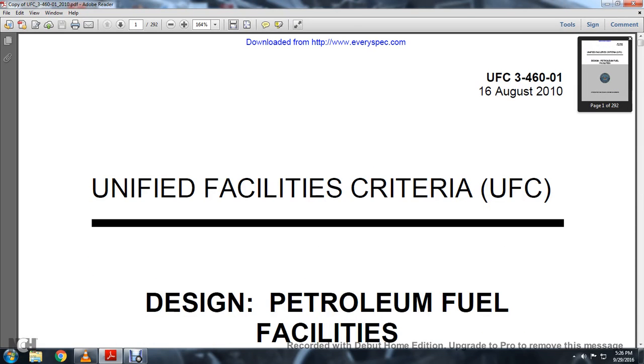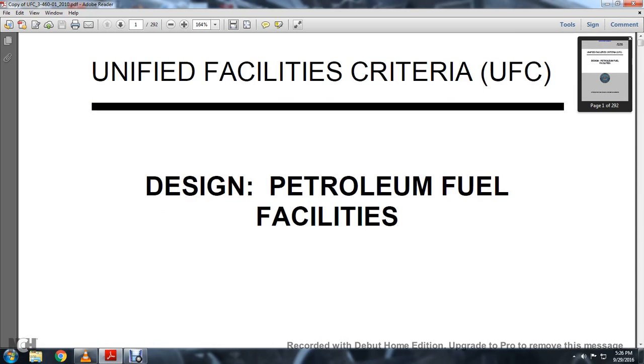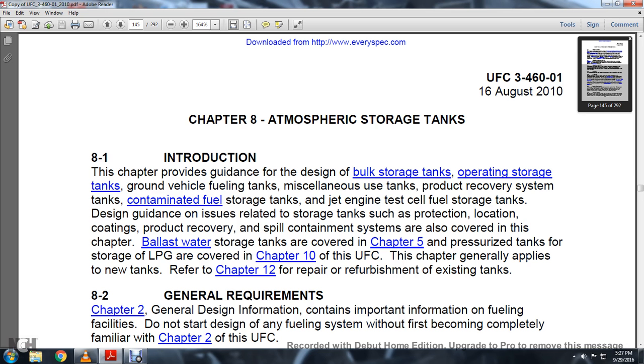Unified Facility Criteria UFC 3-460-01, August 6, 2010. Unified Facility Design, Petroleum Fuel Facilities. Chapter 8, Atmospheric Storage Tanks.